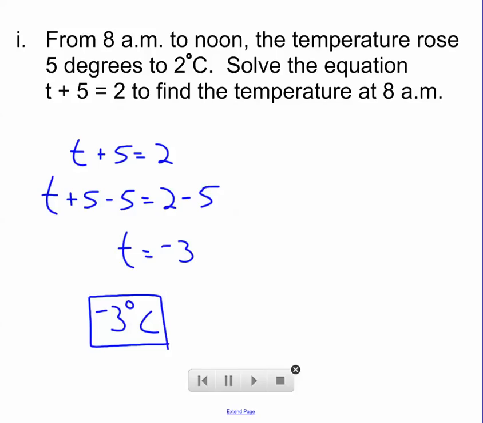I know a lot of you have been dying to be able to solve equations not by inspection, but by using these properties of equality. So give it a shot over the coming lessons, and we'll get better and better at it. See you soon.